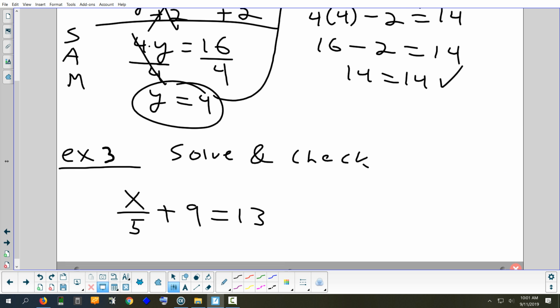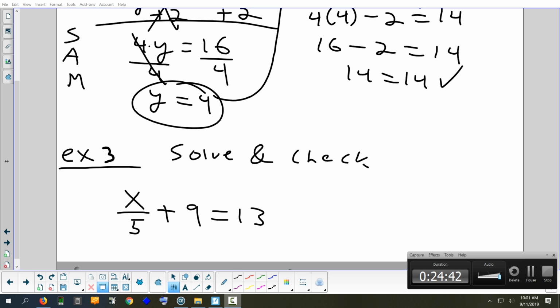All right. Why don't you guys take a second on your own and try example 3. X divided by 5 plus 9 equals 13. So this is the first time we've had one with a division in the variable. If you get stuck, go back to your guided notes. Look at that case when you're dividing, what you have to do to get rid of division.